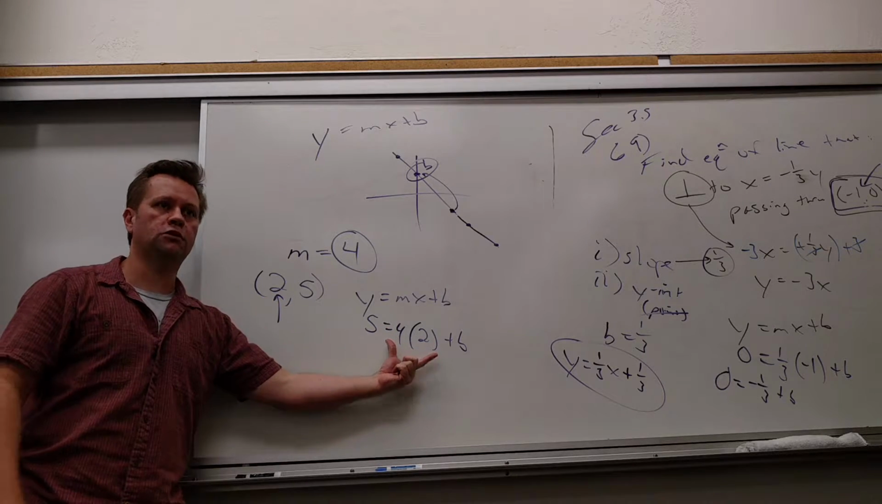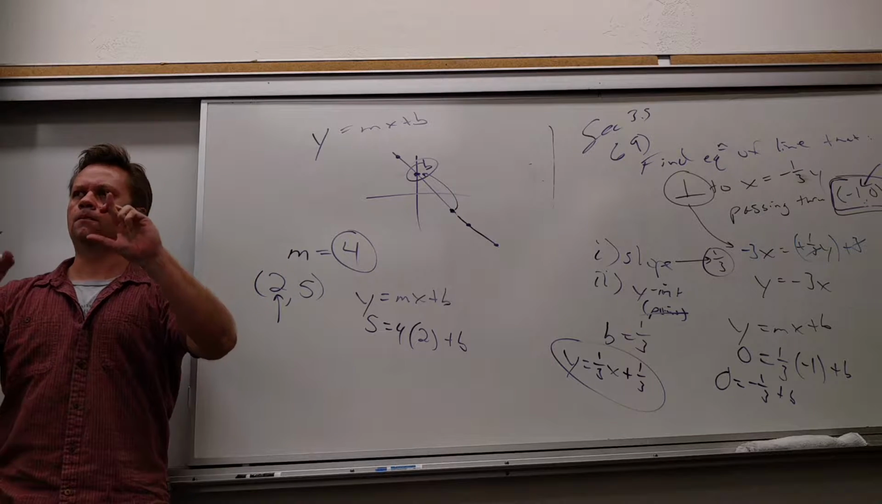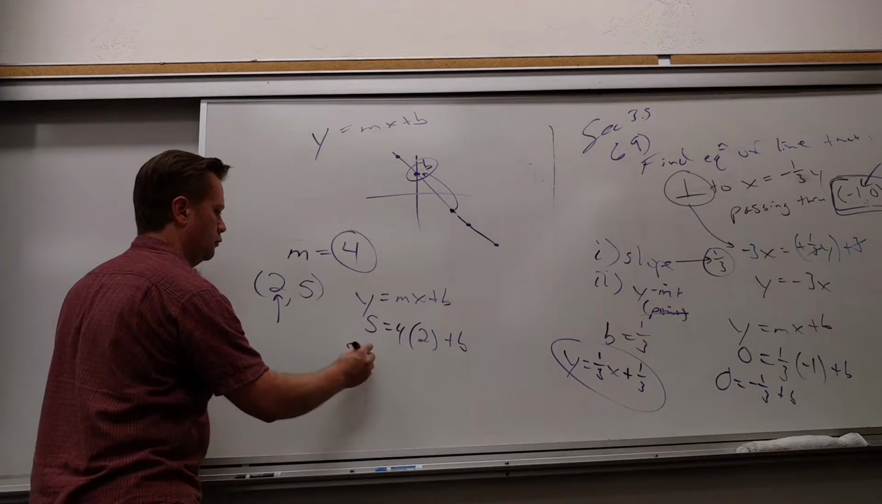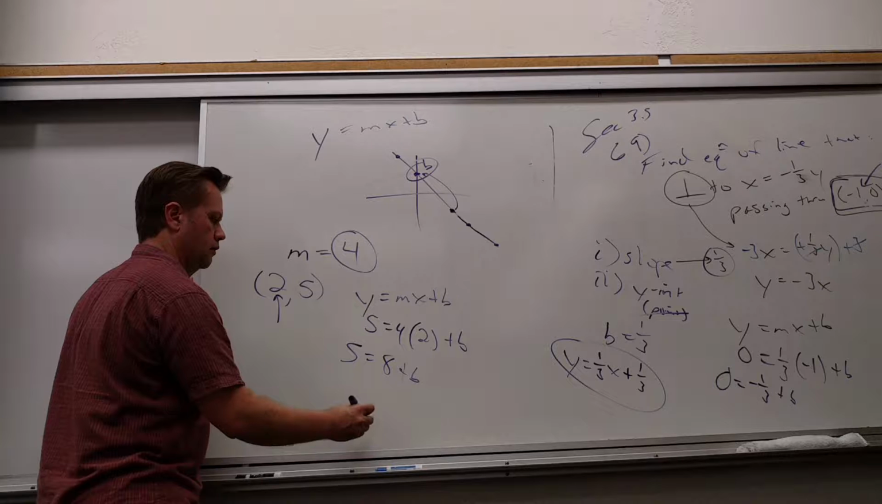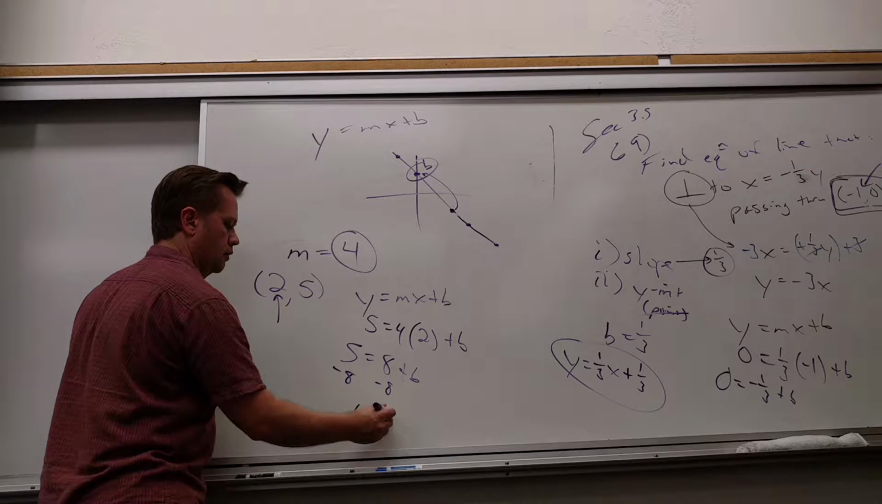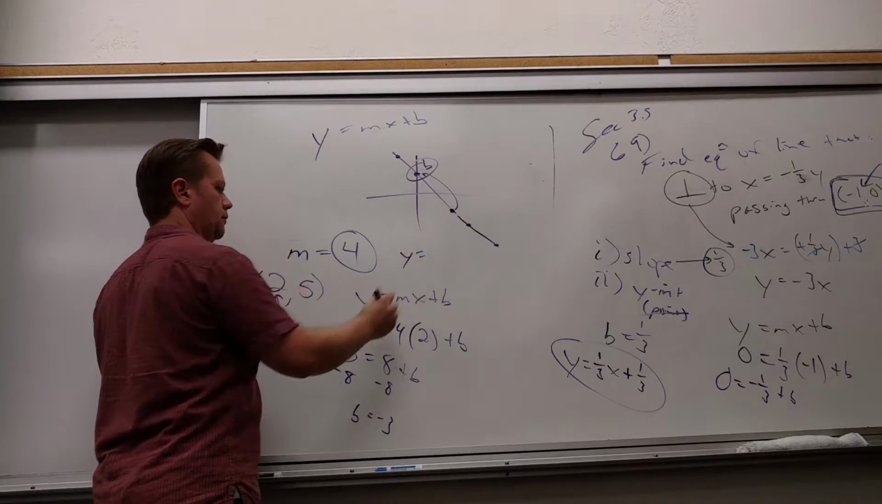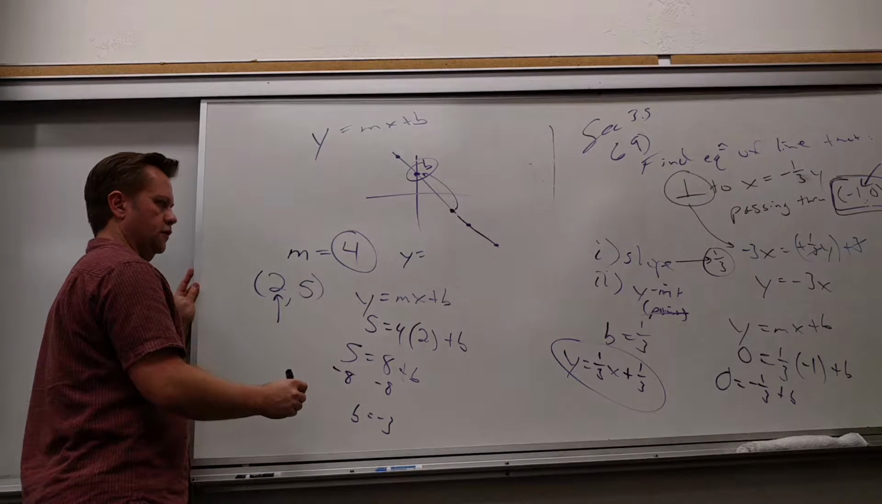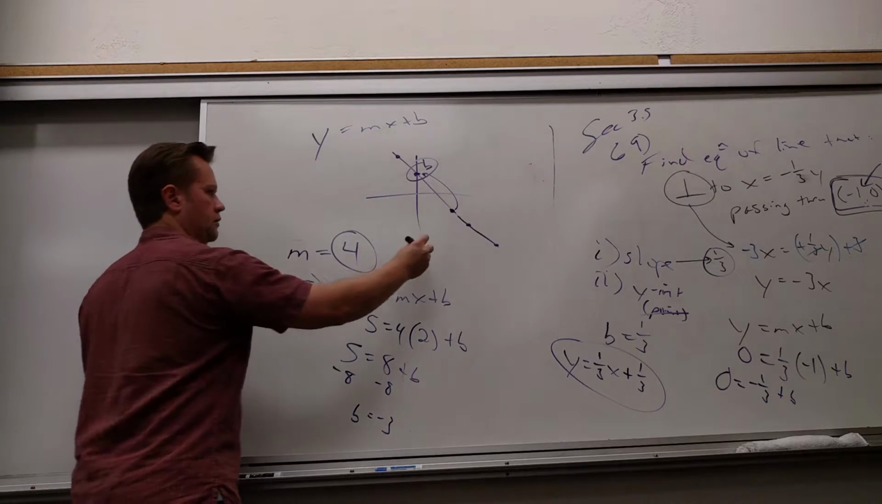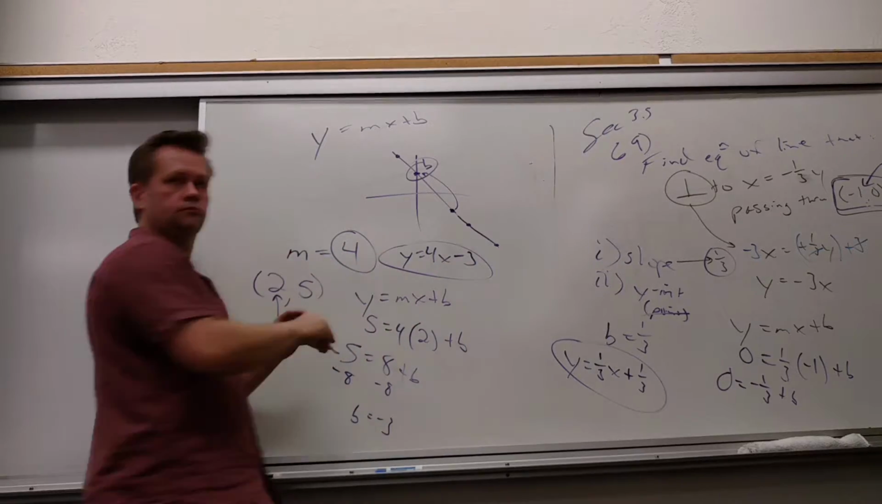So it has to work in the equation, so I can solve for what B is. So in this case, what would B be? Minus 5. Minus 3. Negative 3. Good. So what's the equation of the line? Y equals. What's M? 4. 4x minus 3. Bam.